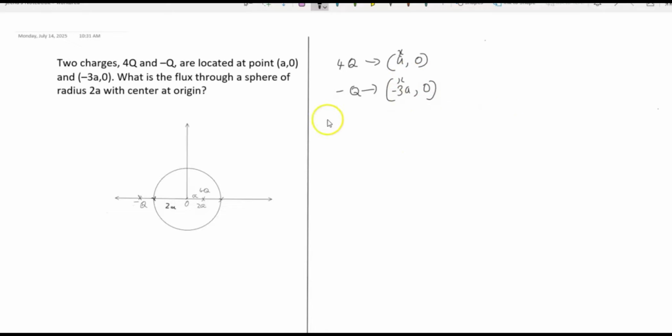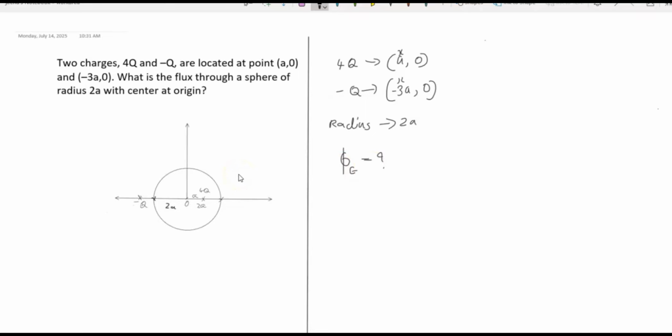And one more thing is given. A sphere is given, and the radius of the sphere is equal to 2a. These are the given details, and we have to find out the flux. What is the flux? This is represented as phi e. That is the question. So it is completely based on Gauss's law.